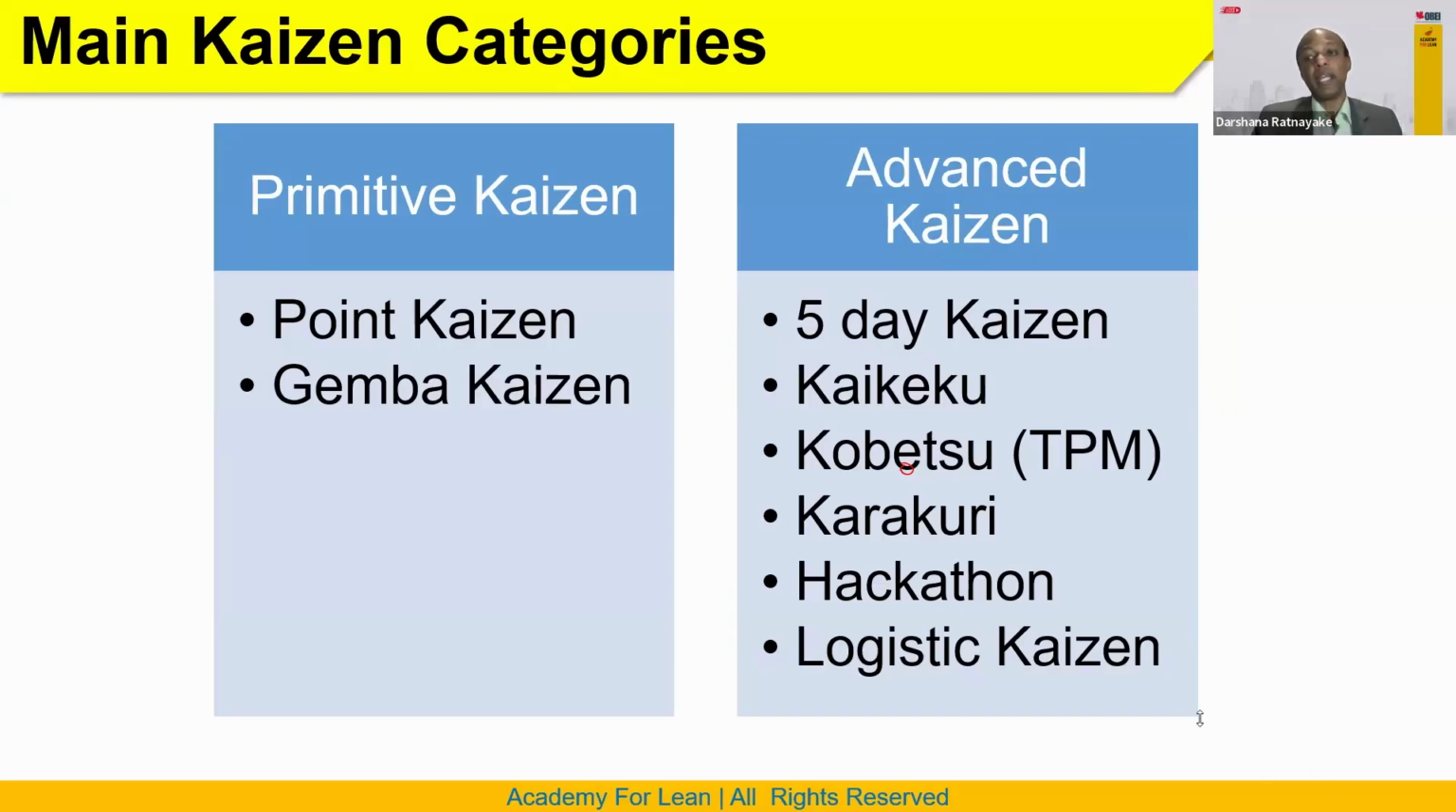These are what we call primitive. Now we'll move to the advanced Kaizen. The very first advanced Kaizen is the 5-day Kaizen. Though this is a Kaizen event, it goes through 5 days. That is why it's called the 5-day Kaizen. And there's another Kaizen called Kaikaku Kaizen. It's a little bit bigger Kaizen. And there's another called Kobetsu Kaizen. This Kaizen comes from TPM. You know TPM, right? There's another productivity improvement methodology called TPM. Under TPM, this Kobetsu Kaizen comes.